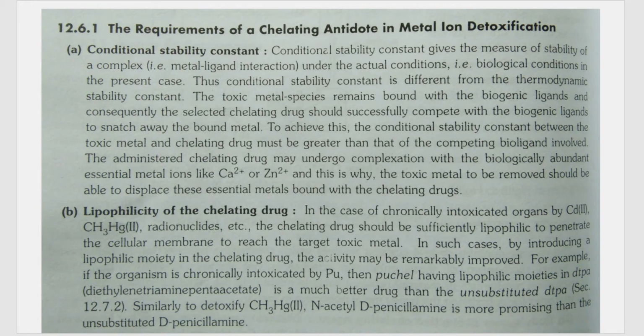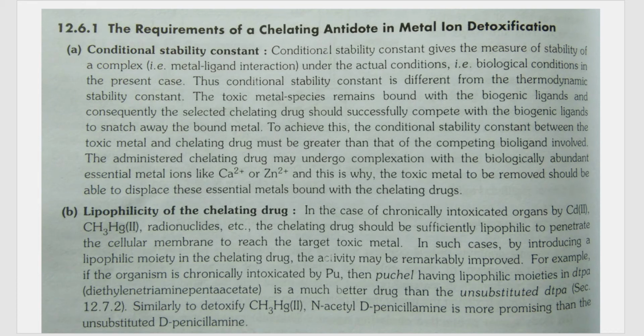Also, one more thing: whenever a chelating drug is consumed by a person, it gets into the body, and you know that in the body there are several essential elements like calcium, zinc, iron, etc. So there is a possibility that instead of the toxic metal, these essential metals can also come and bind to the chelating drug. But the toxic metal should be removed, so it should be able to displace these essential metals and bind to the chelating drug. This also happens because of the conditional stability constant. That is, the conditional stability constant of the toxic metal and the chelating drug is much higher than that of these essential metals and the chelating drug. So instead of these essential metals attaching, the toxic metal will attach to the chelating drug. That's why the first factor is conditional stability constant.